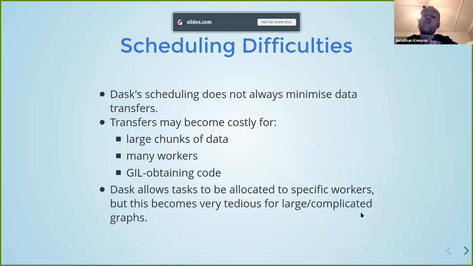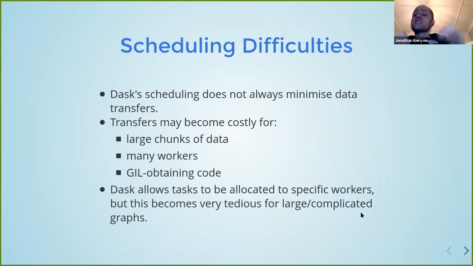So the point I'm trying to make here is that Dask scheduling doesn't always minimize data transfers. And I say that because we've expressed this as these linearly independent subgraphs. So it's surprising. We know that each chunk of data can be processed without talking to any other, and yet we still have transfers. Transfers may become prohibitively expensive once we've got large chunks of data, or more cluster workers competing, or indeed more GIL-obtaining code.